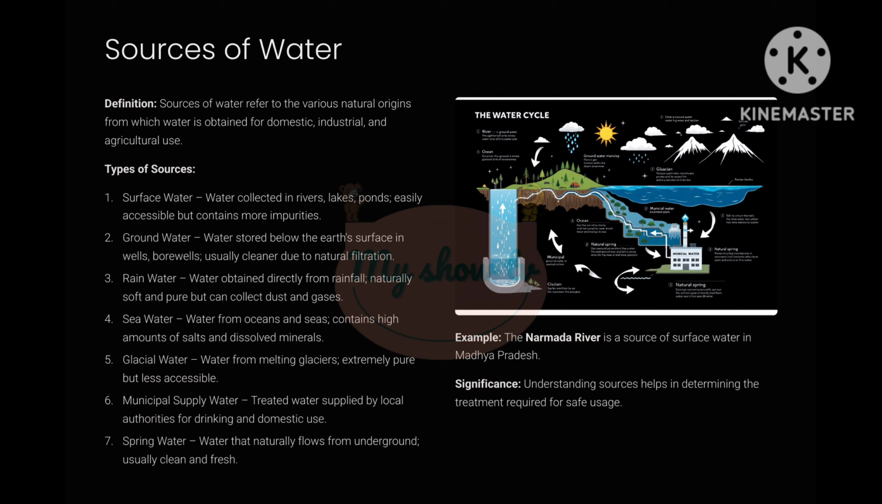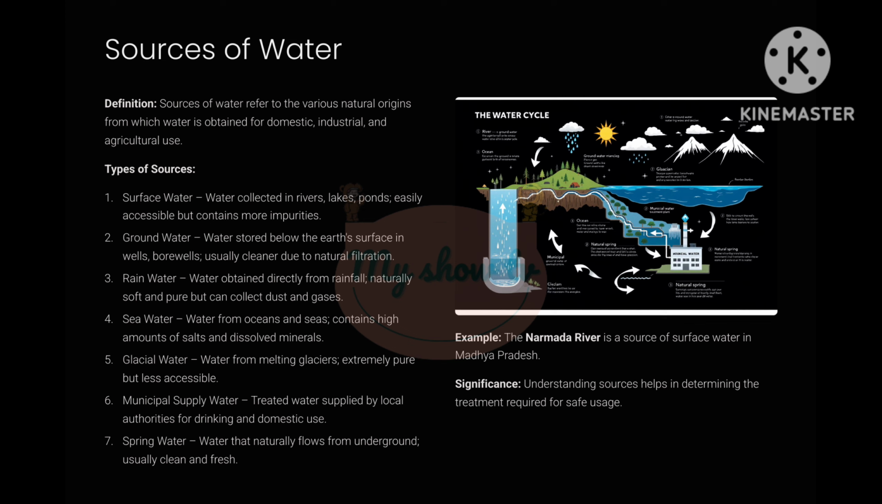Fourth is seawater. It is the largest water source but has very high salt content, making it unfit for direct human consumption or industrial use without treatment. Fifth is glacial water. This comes from melting glaciers. It is extremely pure but not easily accessible to everyone. Sixth is municipal supply water. This is the water treated and supplied by local authorities for public use. The treatment process removes harmful impurities to make it safe.